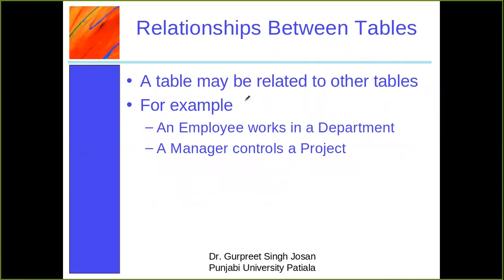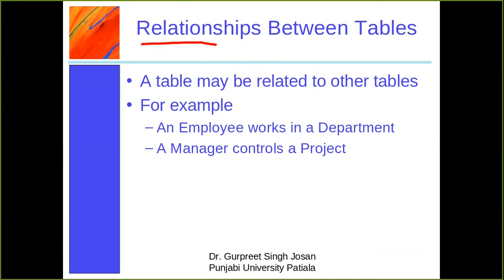Then a table may be related to each other because we are representing the relationships. So it is the main concept behind a relational model or an ER diagram. We have entities as well as relationships. To represent the entities, we will create a table, and to represent the relationship, again we have to create a table. But sometimes we can represent the relationship between the two tables by using the primary key of one table and adding it into the other table.